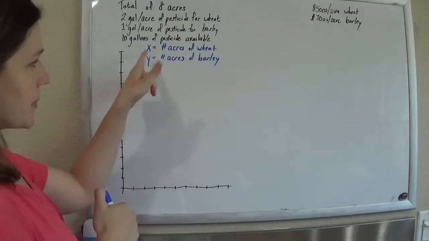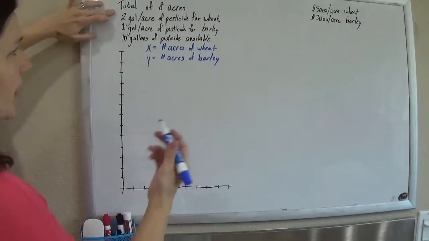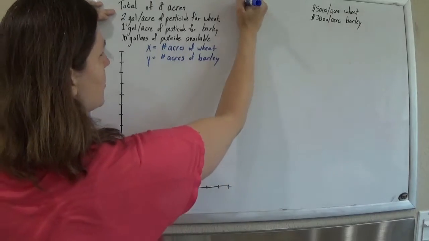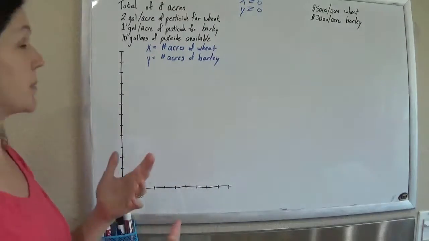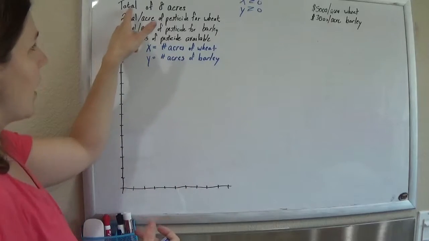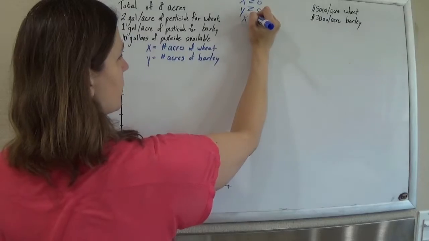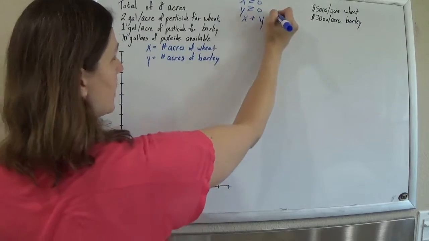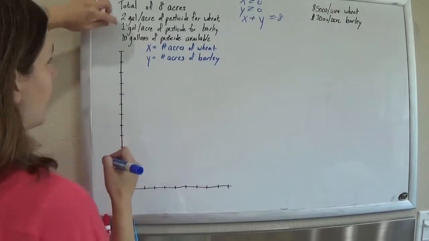So I'm going to let X be the number of acres of wheat I plant and Y be the number of acres of barley. And I know, because it's a real life problem, that X has to be bigger than 0 and Y has to be bigger than 0. Can't plant negative acres, right? And then I know that I have a total of 8 acres, so the number of acres I plant for wheat plus the number of acres I plant for barley has to be less than or equal to 8. And I have more constraints.